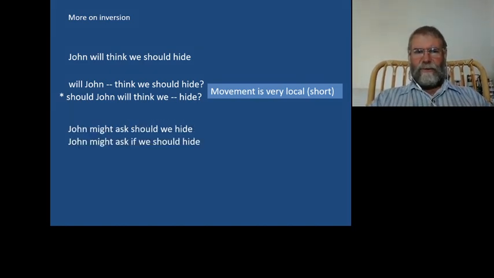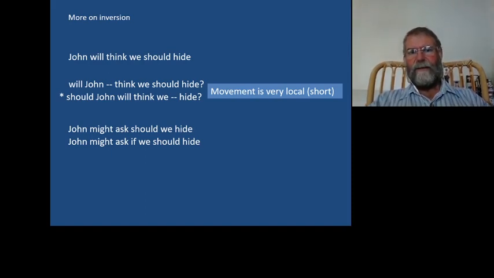Another observation about inversion is that we can get inversion, apparently, in embedded clauses. But when we do, it's different from what we might expect. Consider these two sentences. John might ask, should we hide? And John might ask if we should hide. Now note, there's a similarity here. The embedded clauses both have the status of yes-no questions, and in fact that's exactly what an if clause is. An if clause is an embedded yes-no question.